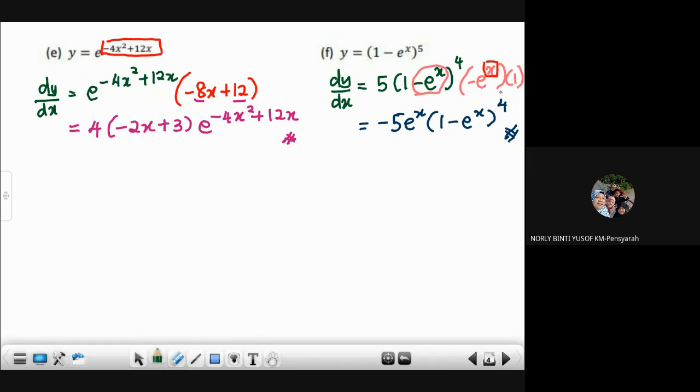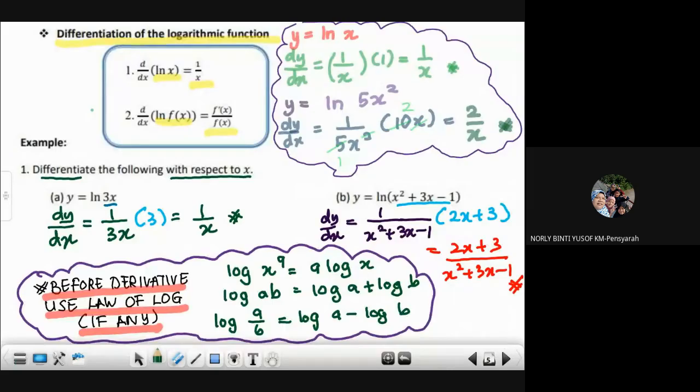Then rearrange so that your answer will be negative 5 e power of x in bracket 1 minus e power of x to the power of 4. Okay, same with differentiation of log. Semua yang pergi hari ni, kelas A22 dengan A16, you baru terima knowledge differentiation of log hari ni lah. Kelas yang lagi 2 tu dia dah terima one day earlier. Okay, so differentiation of log.